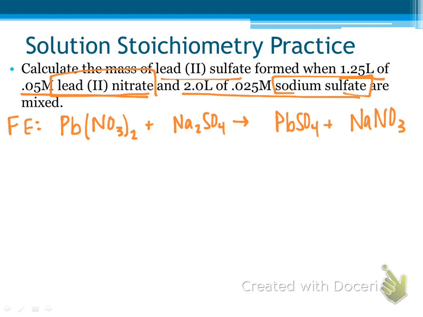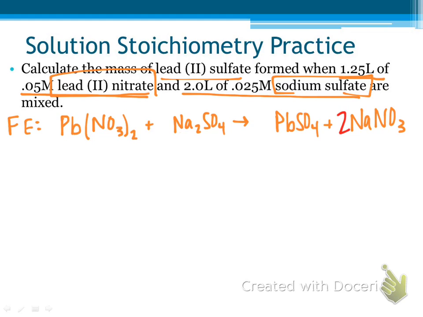If we need to balance, I see right away I need 2 nitrates, so I'm going to put a 2 there. That leaves me 2 sodiums, which is what I need. So is that finished balancing? Okay, great. Now let's go back and look at our aqueous and which is our precipitate.